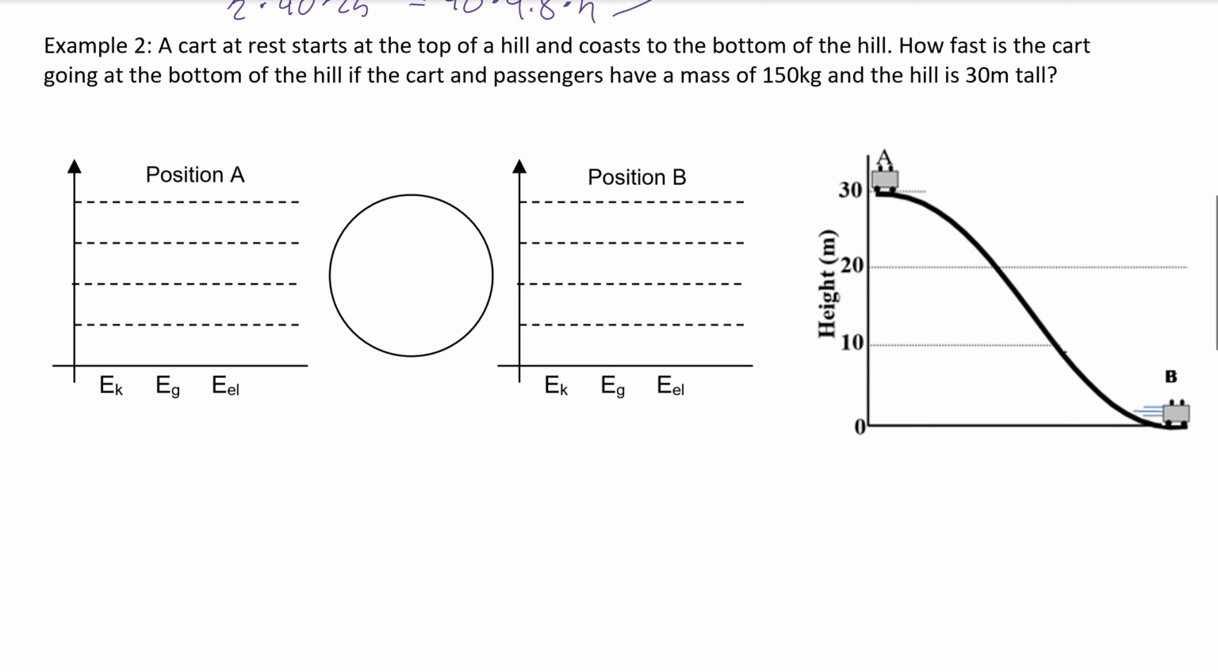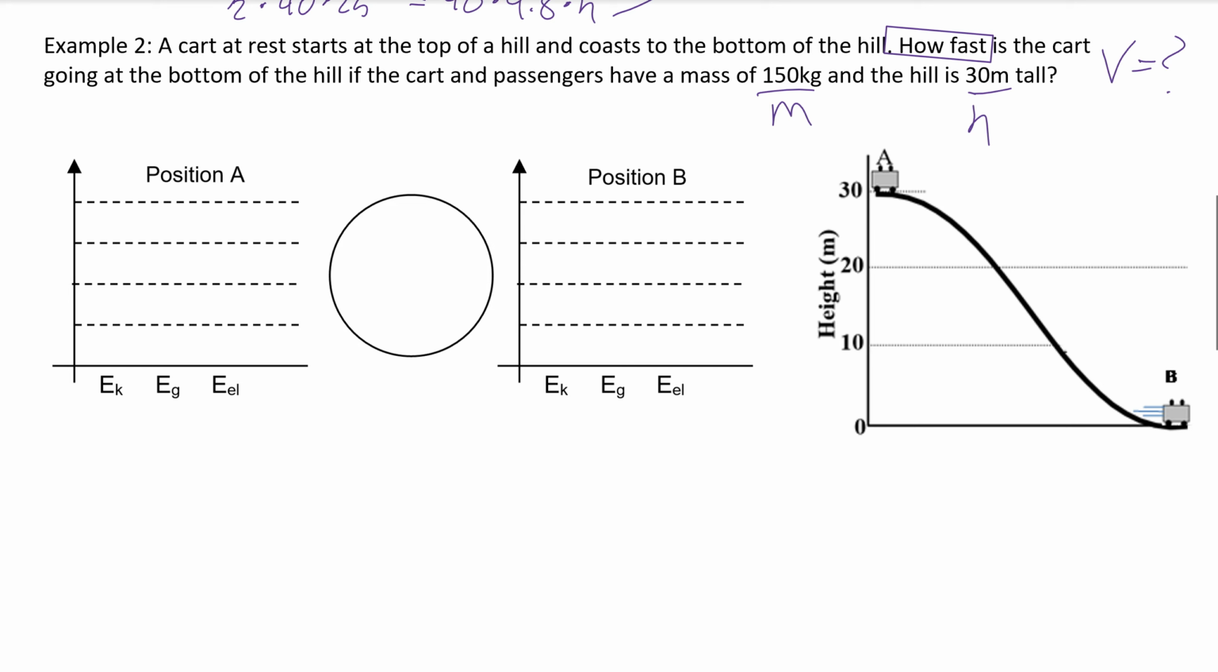All right, so example 2 now is right here. Go ahead, pause it and write it in your notebook, and then do the LOL diagram. But really what we're looking for here is how fast. So we are going to be solving this for V. We're solving for V this time. It gives us the mass and the height this time.